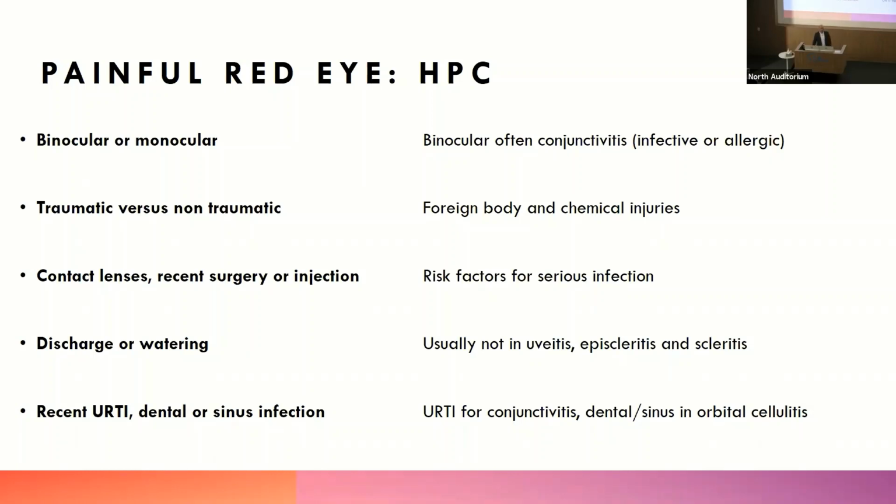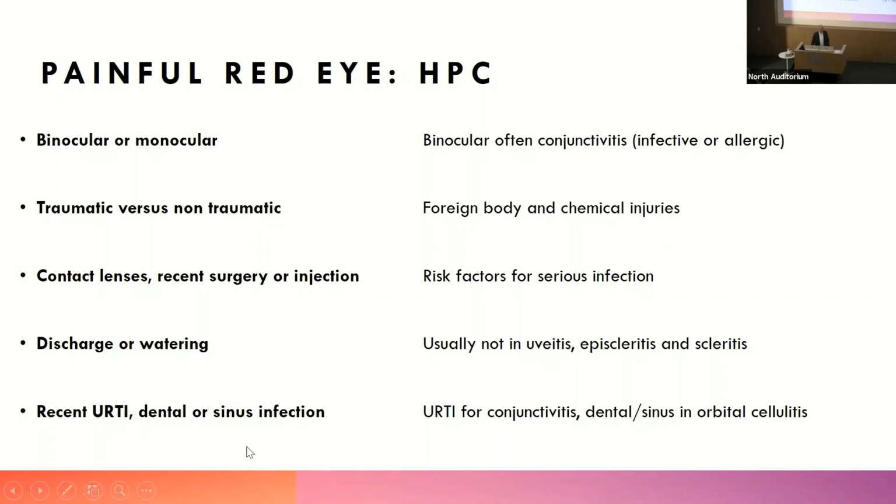Discharge or watering, conjunctivitis, usually not in inflammatory things. Uveitis, episcleritis, scleritis, these are covered in another lecture, but they're the cause of an acute red eye, but they're not usually associated with discharge, okay? So conjunctivitis, bilateral, discharge. These other causes of red eye, uveitis and so on, inflammatory causes, unilateral, no discharge, all right? So just an important thing to ask about. Has it been watering? Is there a discharge? Yes, no.